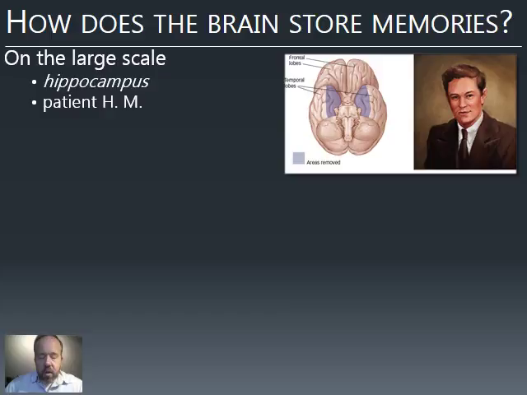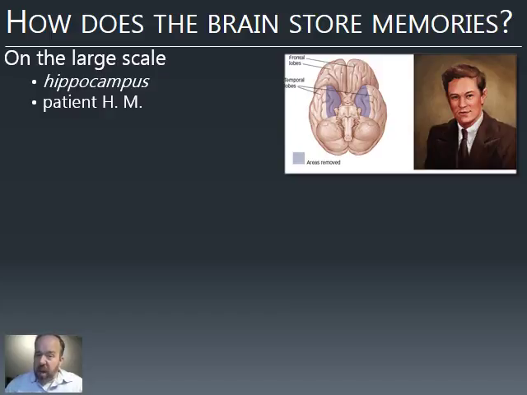Now, patient HM's story is that he suffered from epilepsy. And this epilepsy was not responding to medication, and the seizures were really bad and were getting more severe. And so they had to resort to surgery to try and remove those parts of the brain where the seizures were starting. That's how epilepsy works. Seizures will start in a particular location and then spread to the rest of the brain. And so one way surgically to address this is to remove the parts of the brain where the seizures tend to start. And so that's what they did with patient HM, and it was fairly successful.